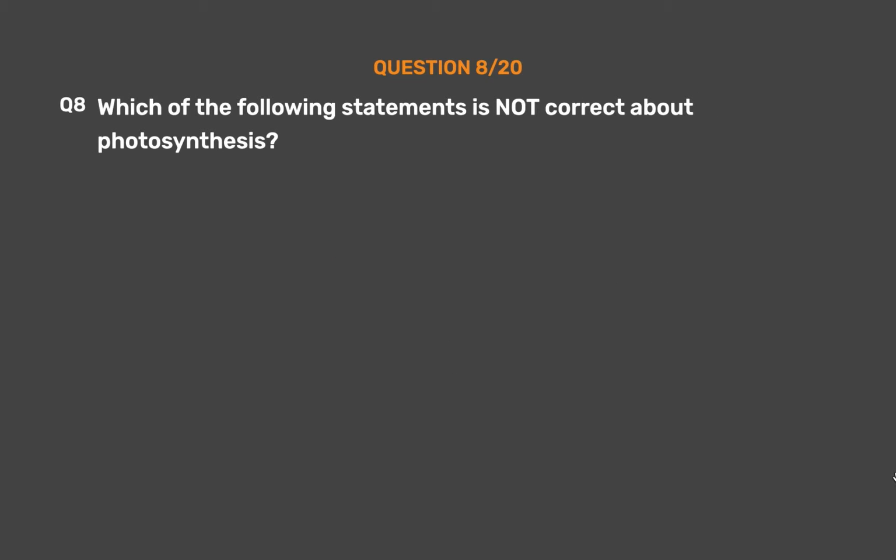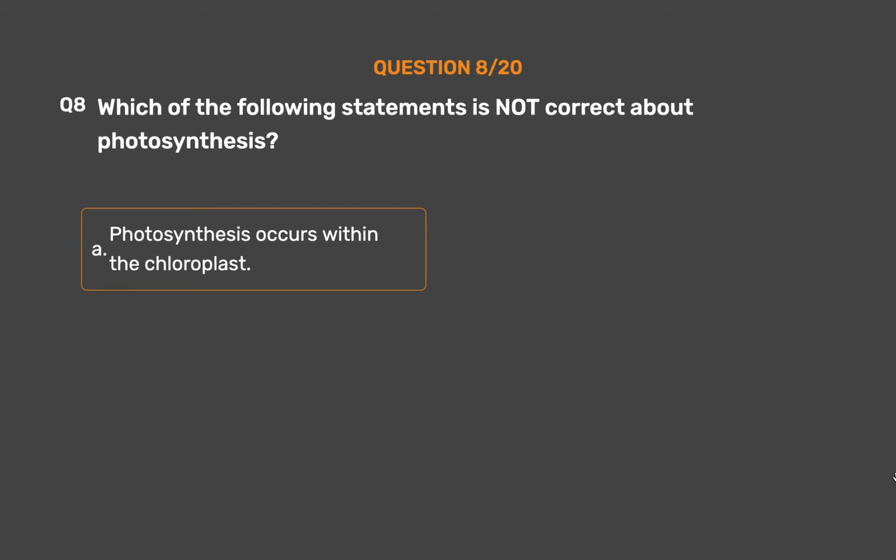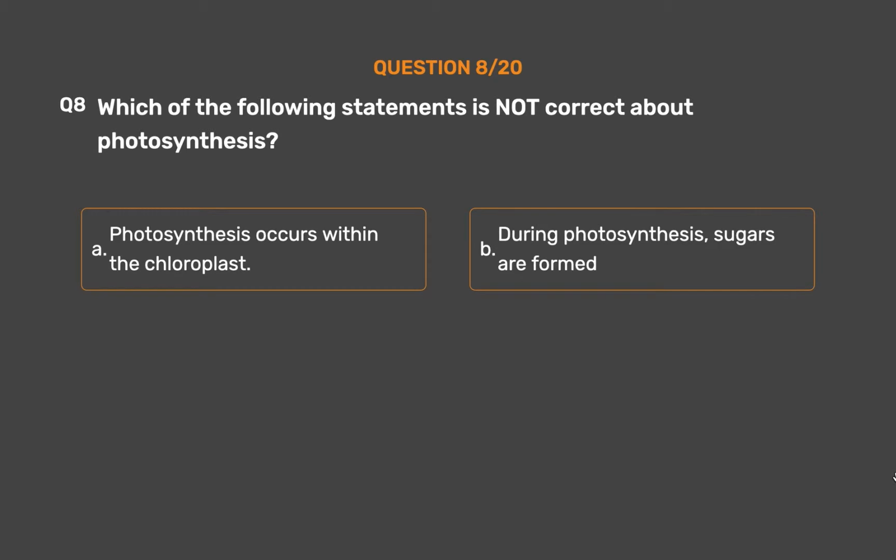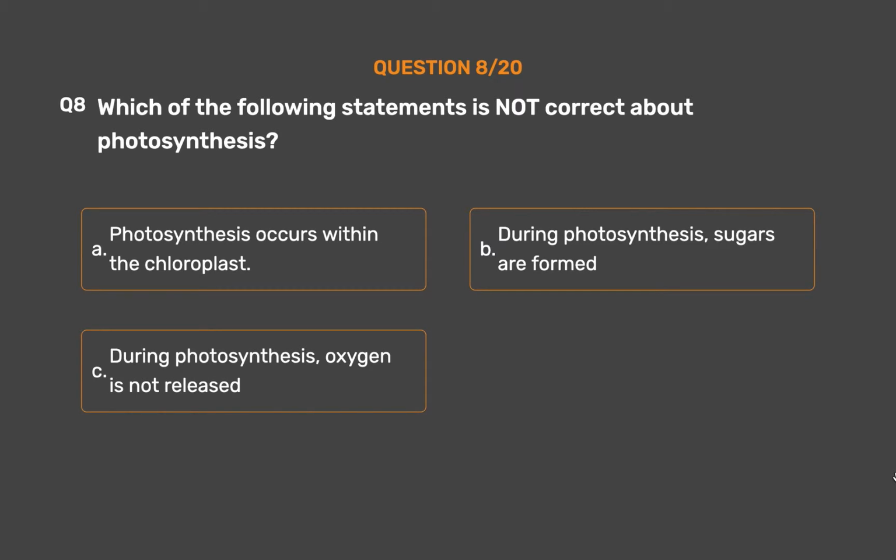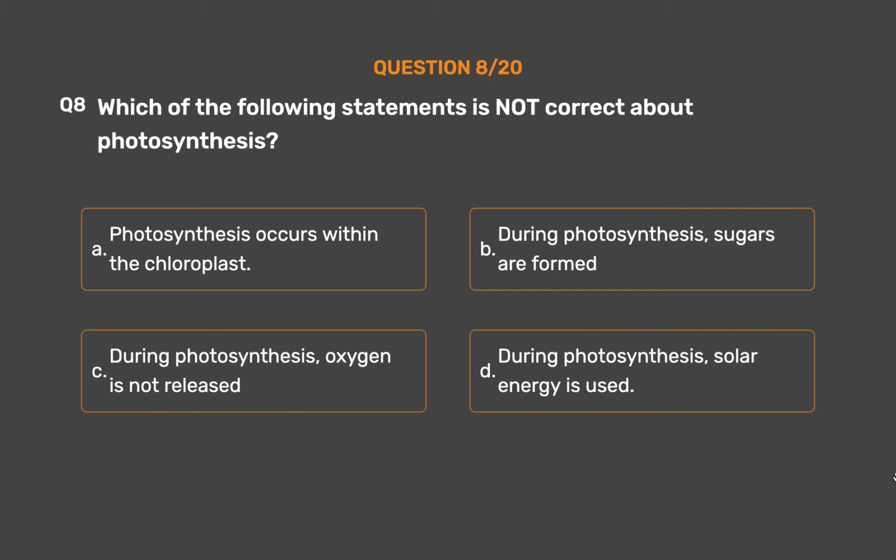Question number 8. Which of the following statements is not correct about photosynthesis? Option A. Photosynthesis occurs within the chloroplast. Option B. During photosynthesis, sugars are formed. Option C. During photosynthesis, oxygen is not released. Option D. During photosynthesis, solar energy is used.